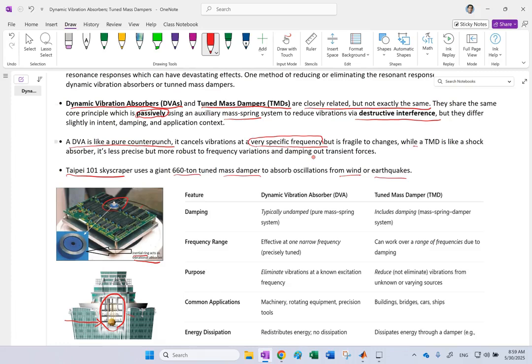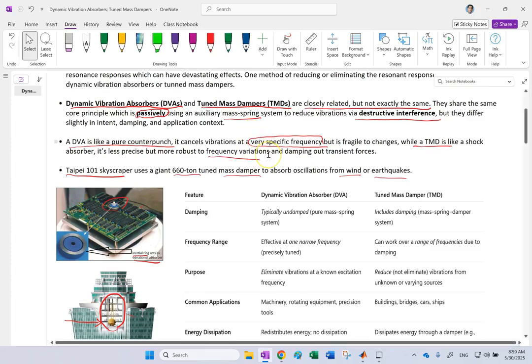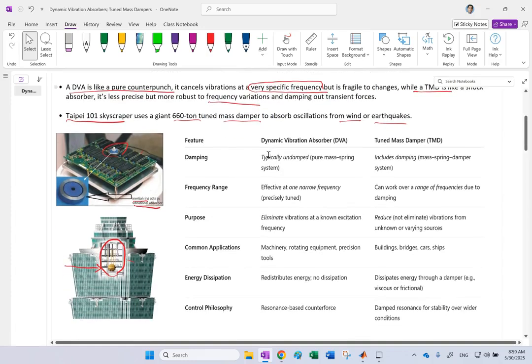But with the tuned mass dampers, not only do you have a mass and spring, you also add a damper. So the only difference is you will also add a damper, and the goal is it cannot completely eliminate, but it can minimize the vibrations for a bigger range of frequencies. So if the excitation frequency changes, the system can still work. The goal is not to completely get rid of vibrations, but to minimize it.